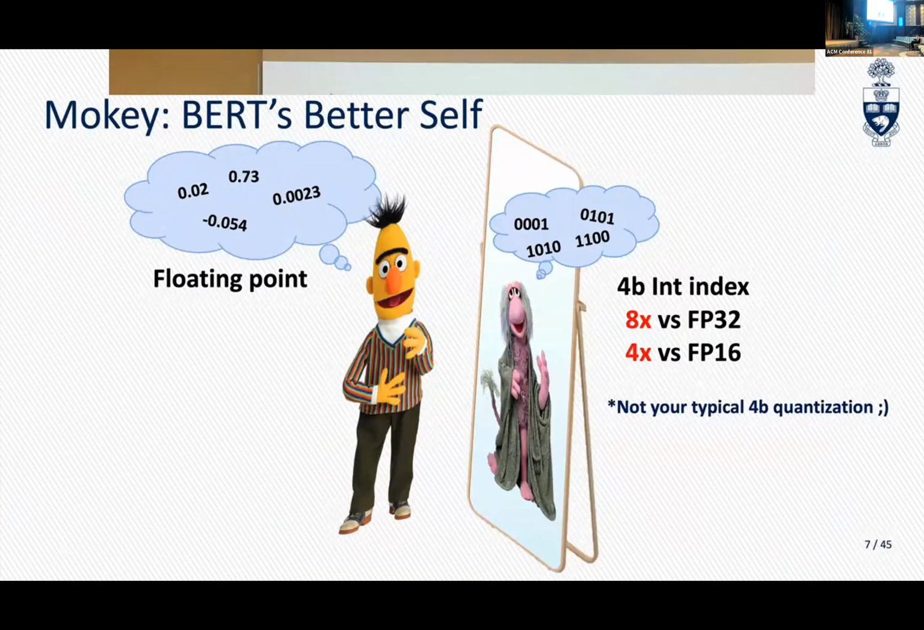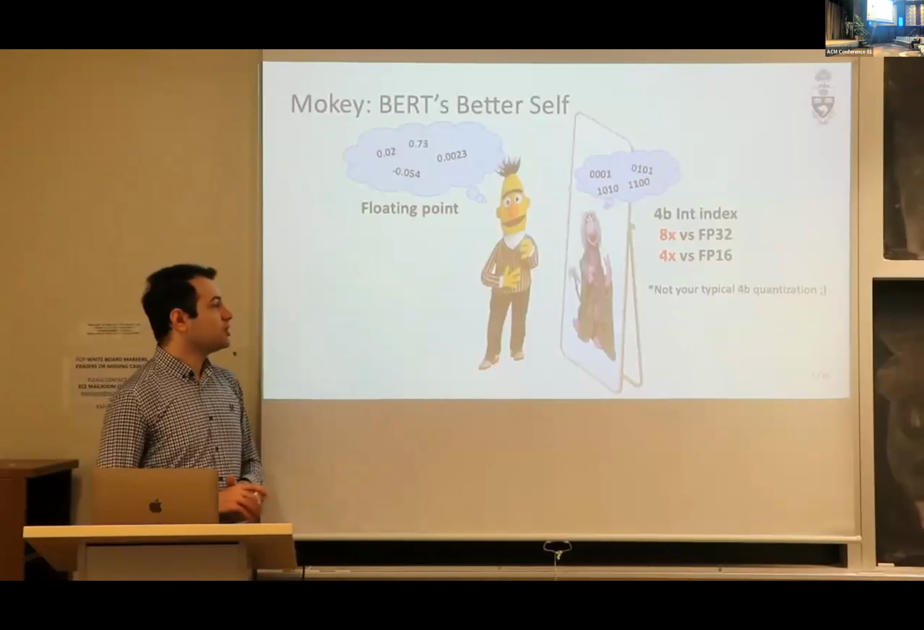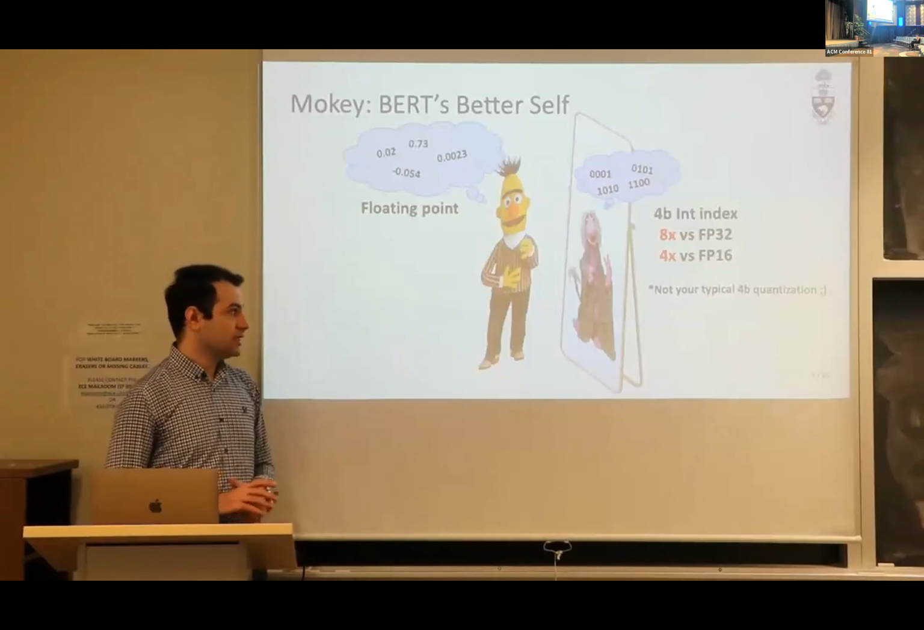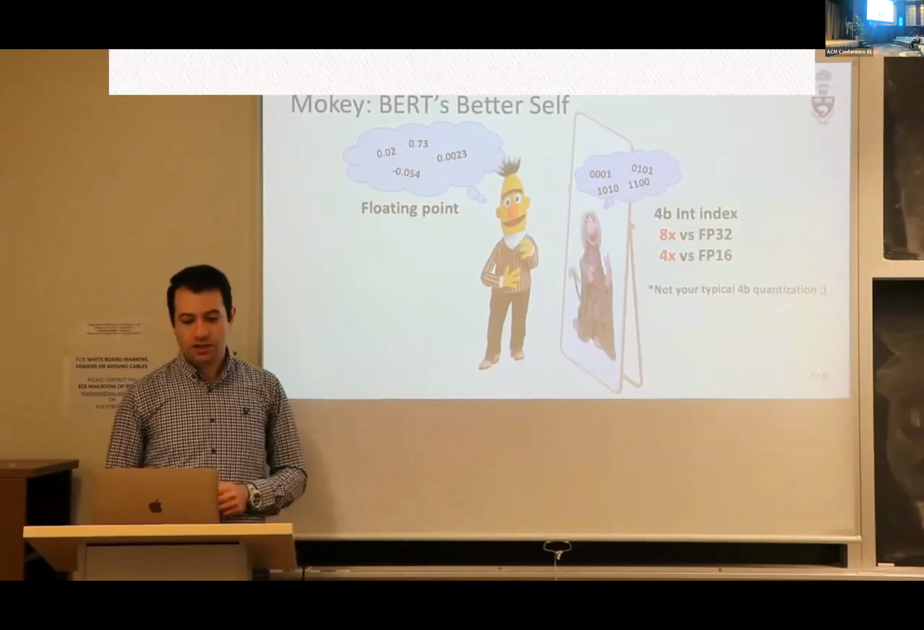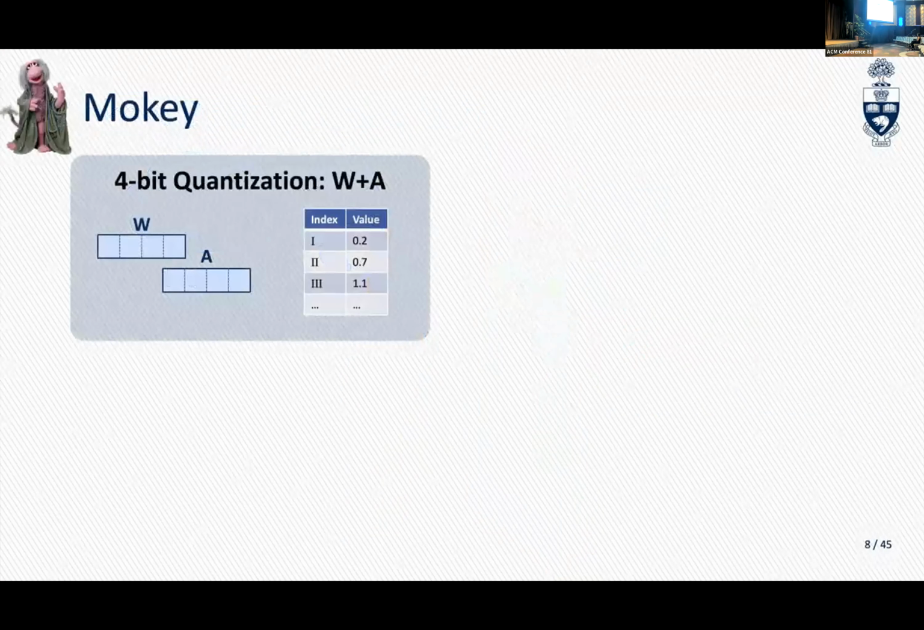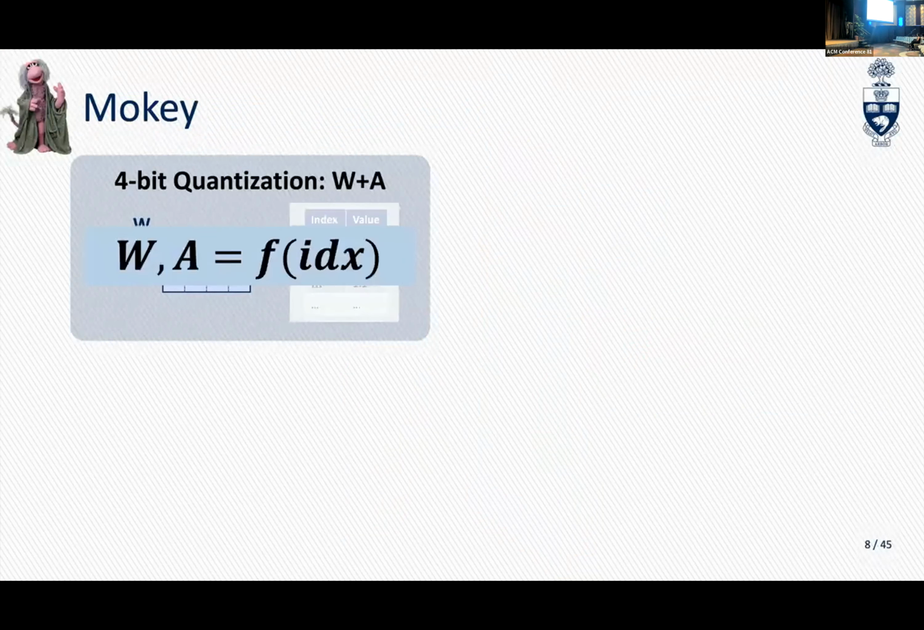Mokey addresses these challenges by quantizing floating point transformer models to 4-bit integer indexes, which translates to 8 times compression for an FP32 baseline or 4 times for an FP16 baseline. But Mokey is not a typical 4-bit quantization. Mokey is a dictionary-based quantization, but the very nice thing about Mokey is that the dictionary can be represented as a closed form formula of the index. Therefore, it enables us to do computation directly over indexes without going back and looking up the values.